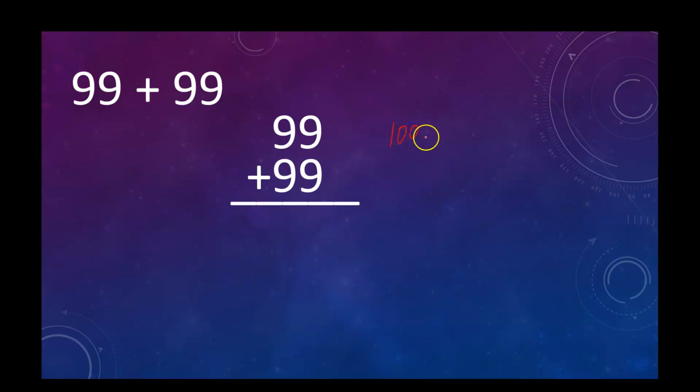All right, let's draw our hundreds chart here. Well, let me make this a little bit better. There we go. Okay, so the top number, we have 9 in the ones. 1, 2, 3, 4, 5, 6, 7, 8, 9. And we also have 9 in the tens. 1, 2, 3, 4, 5, 6, 7, 8, and 9.